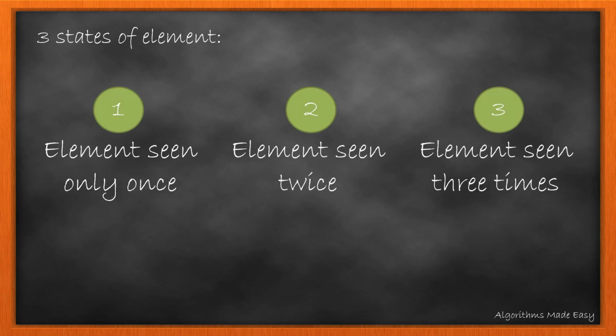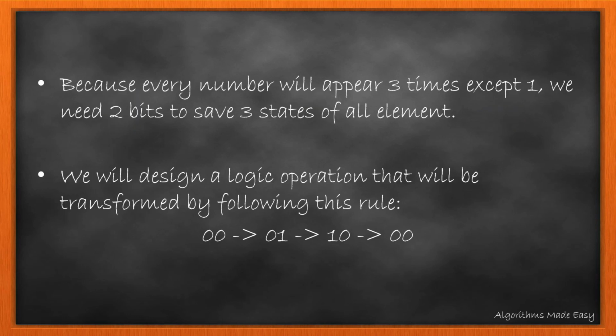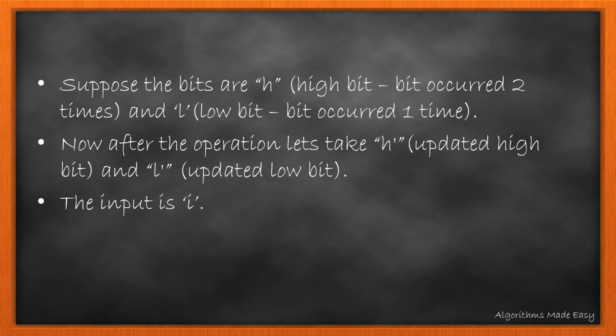There are only 3 states of an element. It will either be seen once, twice, or thrice. So to save these 3 states of an element, we will use 2 bits. We will design a logic operation that will transform by the following rule. Suppose the 2 bits are H, the high bit, which shows the element occurred 2 times, and L, the low bit, which shows the element occurred once.